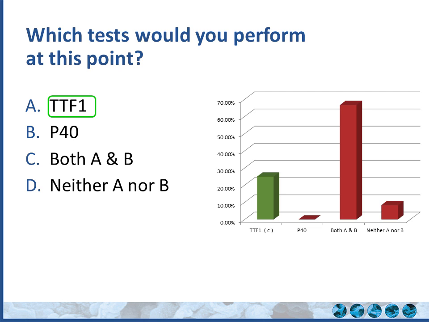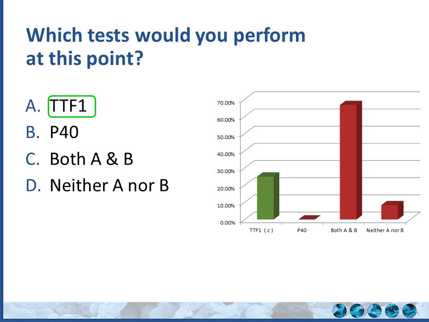In this case, we know it's adenocarcinoma. So if it was P40 positive, it would be a P40 positive adenocarcinoma. So we would never turn this into a squamous cell based on the IHC. So in this case, the answer would be TTF1. Okay? Again, we want to save as much tissue as possible, as much material as possible.